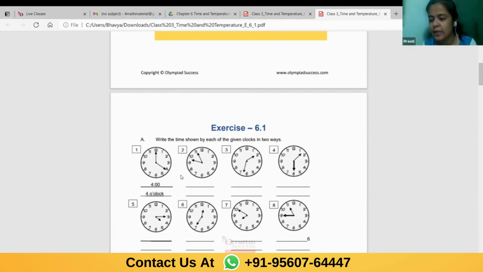Image is confusing. Okay, I understand that there is not much difference in a few clocks, not much difference between the hour hand and the minute hand. But when you see the Olympiad paper, I think only the first clock is a bit confusing. The rest I can make out. The hour hand is smaller and the minute hand is bigger everywhere. But the second clock. Second clock. Second is not that.